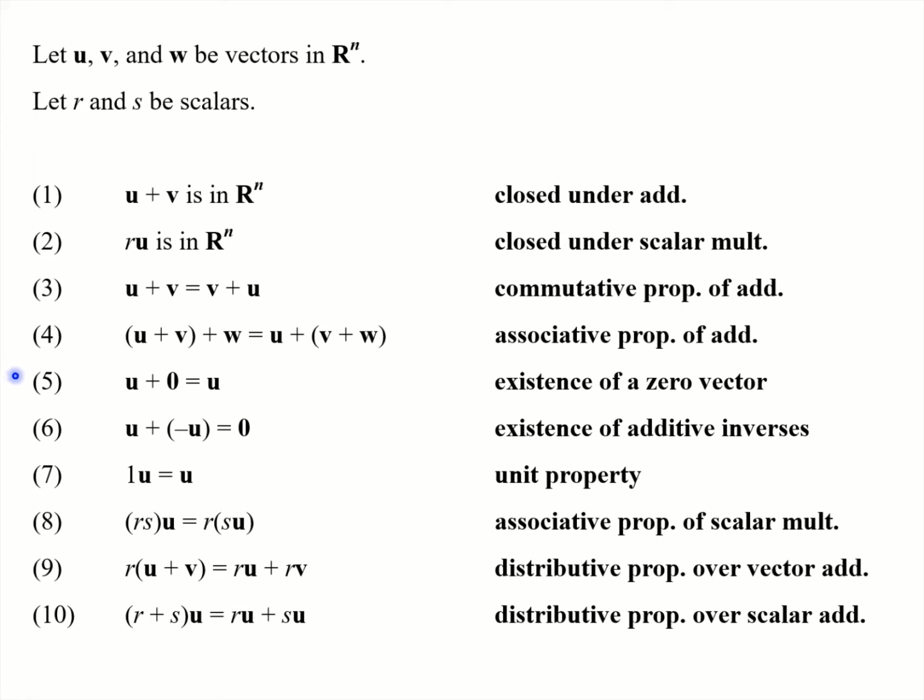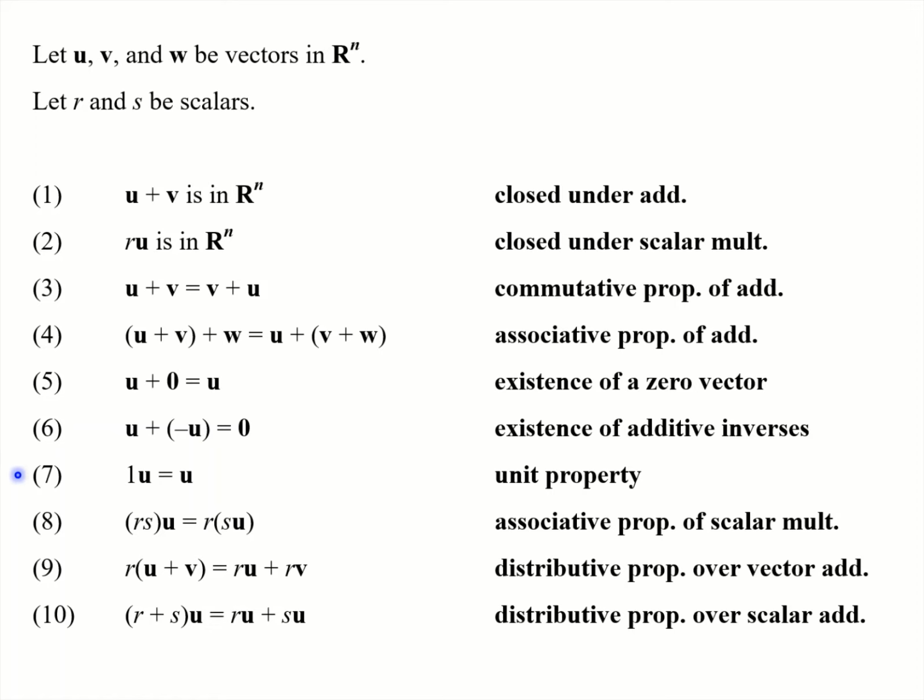Existence of a zero vector. Well, there is a zero vector, and that is the only vector that, when we draw it in R2, is just a dot. And so u plus 0 is u. Okay, and I'm assuming R2. Existence of additive inverses. So you have the vector <1, 2>, its additive inverse is <-1, -2>.